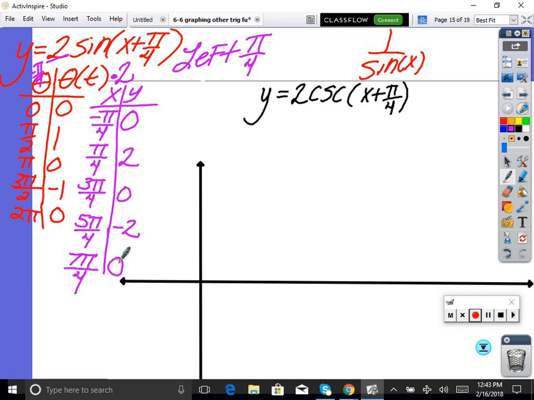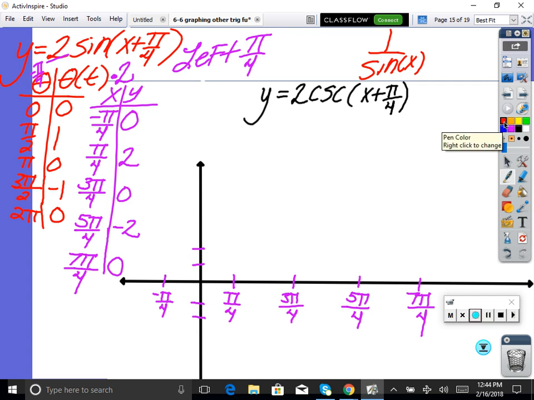So let's hurry and graph that sine function. So my first tick mark, negative pi fourths, and so on. All right. So then we have these points we can literally plot. And once again, just do a dotted line, because it's not really there. It's just helping us graph.